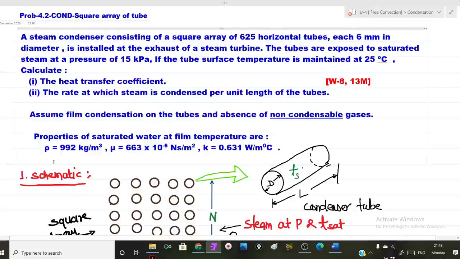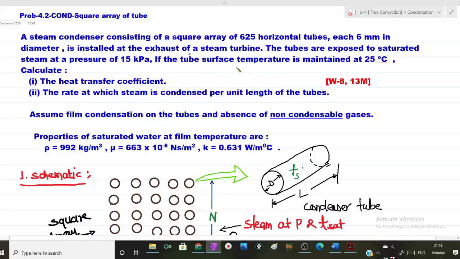Problem 4.2 on condensation on square array of tubes. A steam condenser consisting of a square array of 625 horizontal tubes, each 6 mm in diameter, is installed at the exhaust of a steam turbine. The tubes are exposed to saturated steam at a pressure of 15 kilopascal.